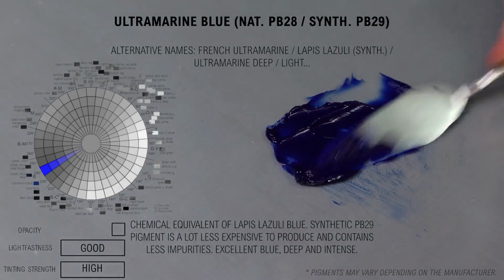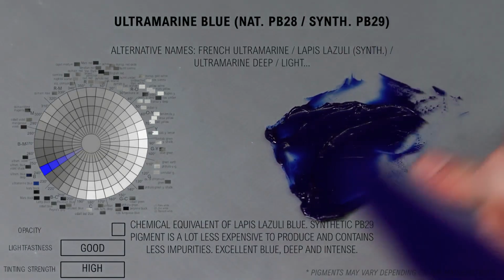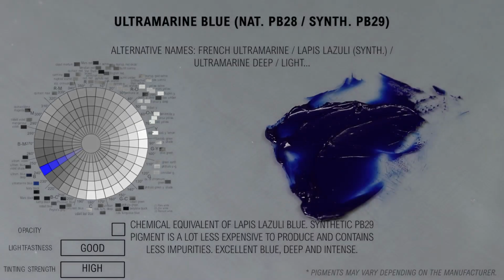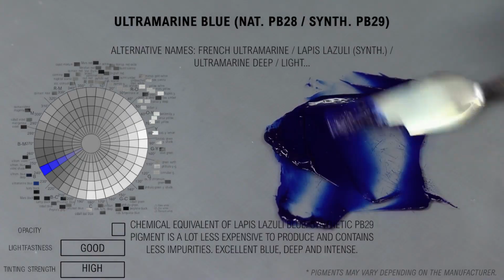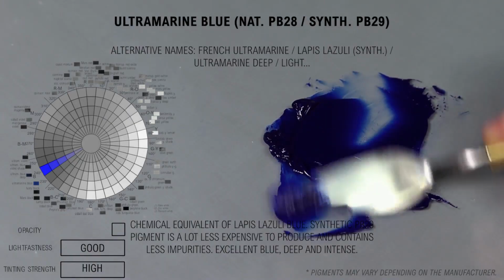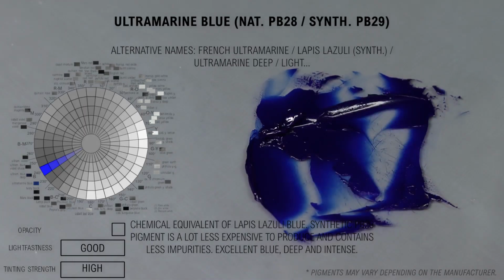Ultramarine blue is the chemical equivalent of lapis lazuli blue, formerly known as ultramarine because it had to be shipped by boat from Afghanistan. The synthetic PB29 pigment is a lot less expensive to produce and contains fewer impurities, so it's an excellent blue, both deep and intense. It comes in a deep or French version, which is darker and slightly more violet. Ultramarine blue is very useful to create black, and it's a pigment that's essential to any palette.